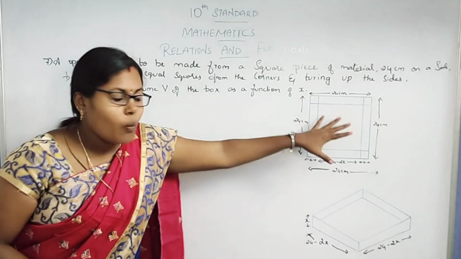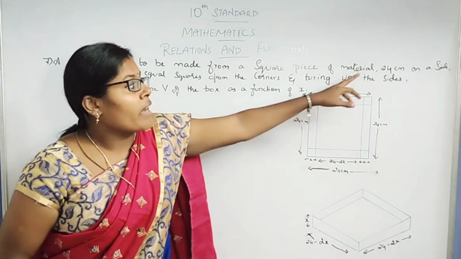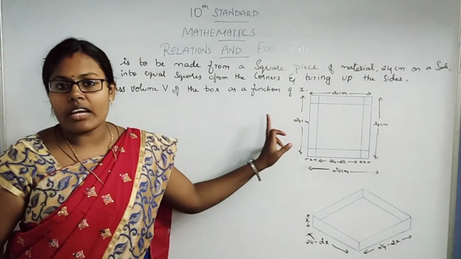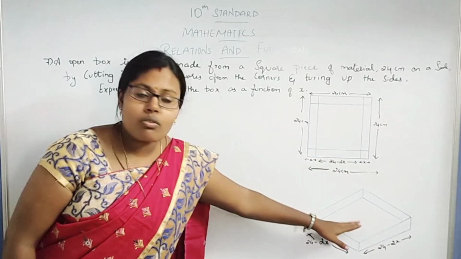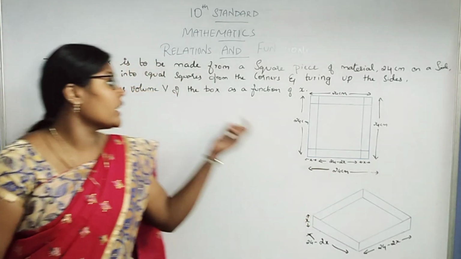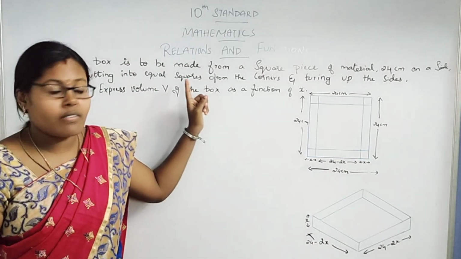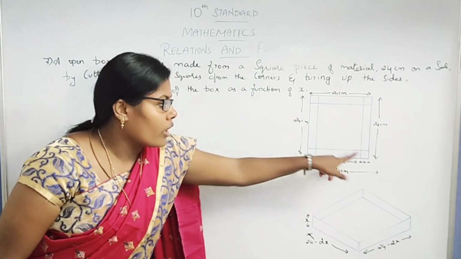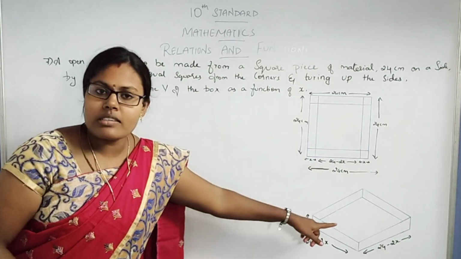So from a square piece, an open box is made, 24 centimeter on each side. So each side is 24 centimeter. It's a square material. From this, the box is made. How is it made? It is made by cutting equal squares from the corners. So in each corner, equal squares have been cut. Then the box is made.